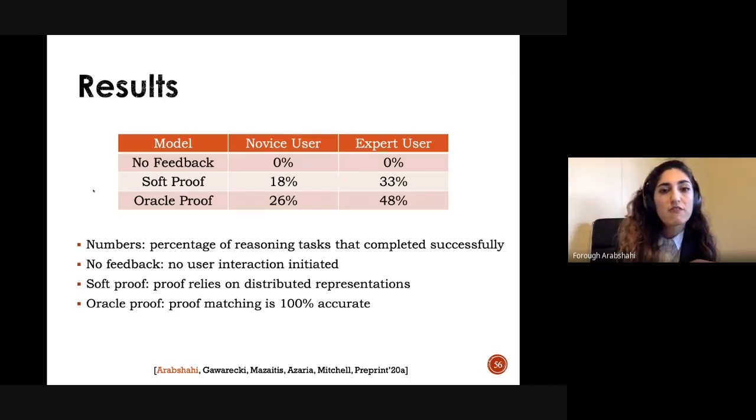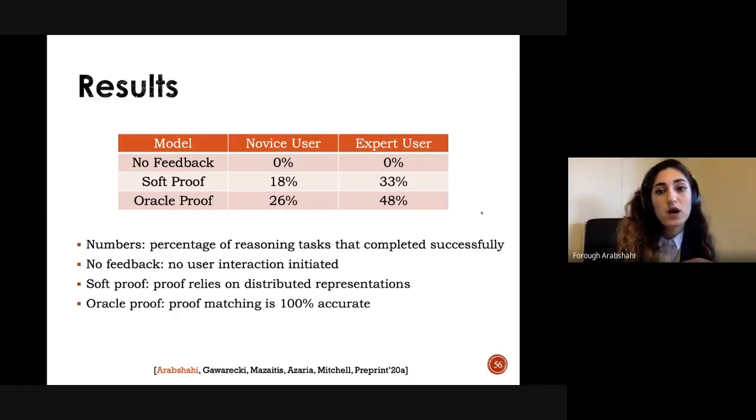Soft prover is the performance of our learned distributed representations that we just saw. For our soft prover, novice users were able to prove 18% of the statements, and expert users were able to prove 33% of them. And oracle prover is a prover that has access to perfect distributed representations such that they succeed whenever they should and fail whenever they should. For this oracle prover, our novice users proved 26% of the statements, and our expert users' performance improved to 48%. So this was nice because it showed us that we can indeed rely on human users to give us explanations with which we can complete these proofs. But notice that there's still a large gap to perfect performance.